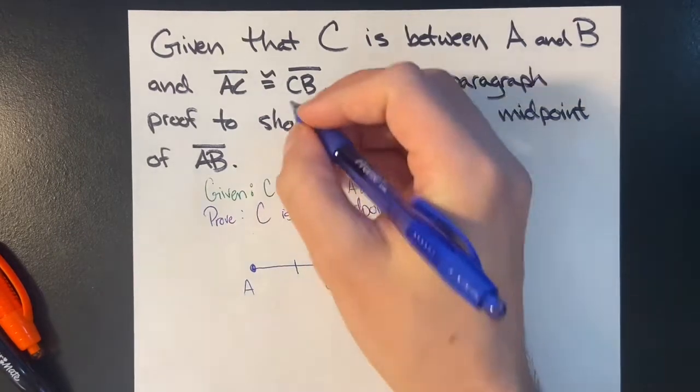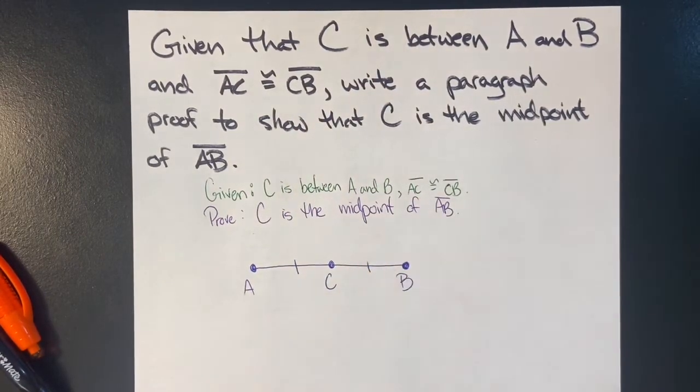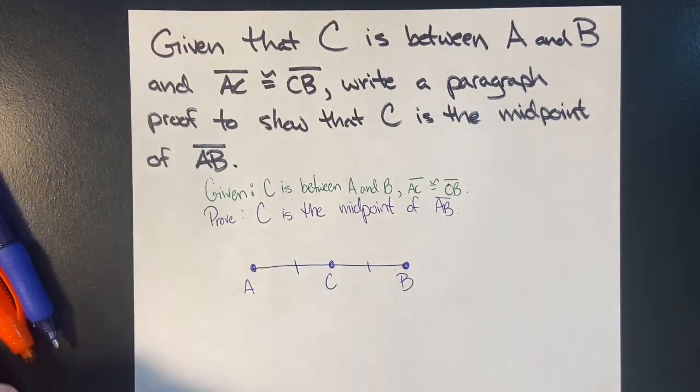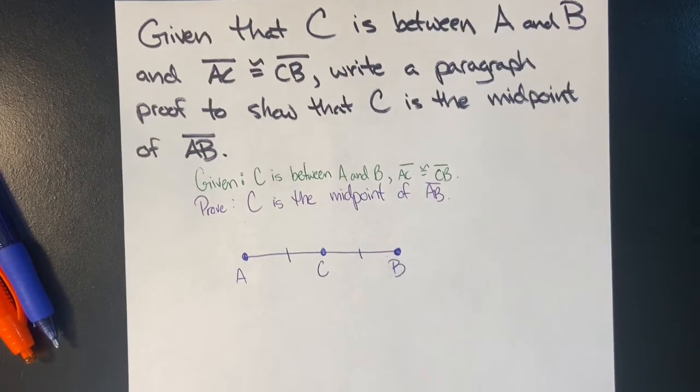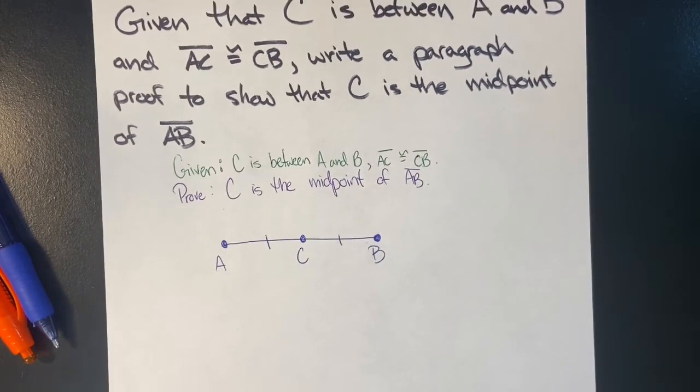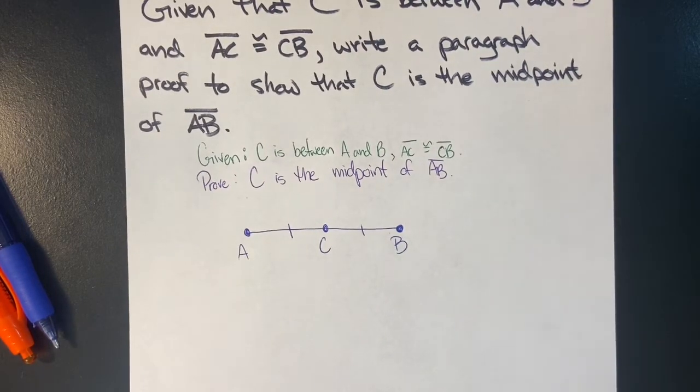AC is congruent to CB, and I'm using those little tick marks to show that those two line segments are congruent or equal in measure to each other. Now I begin my proof. We're going to write out our proof. Like I said, we're just going to be very nitpicky and give every possible reason that we could.